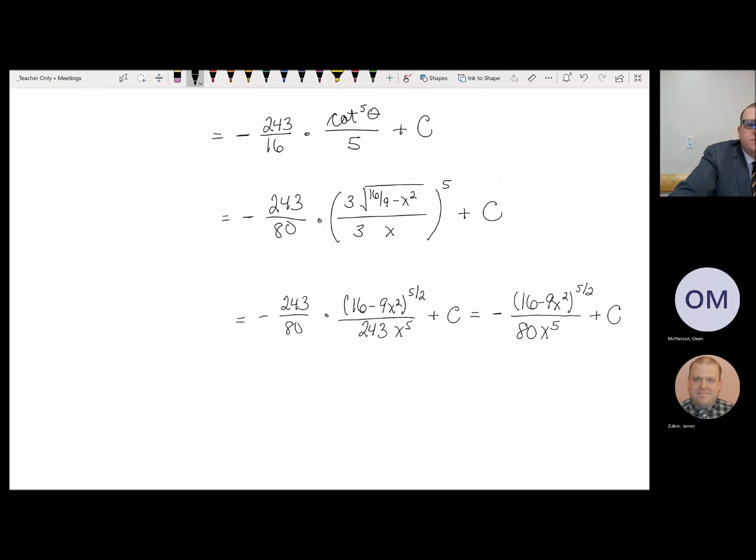So how did you do that last step? Which one? Very last step. How I got here? 243 over 243 is 1, right? And then at that point, you just multiply straight across. It's 3 to the 5th power, because remember that 5th power up here distributes to both numerator and denominator.